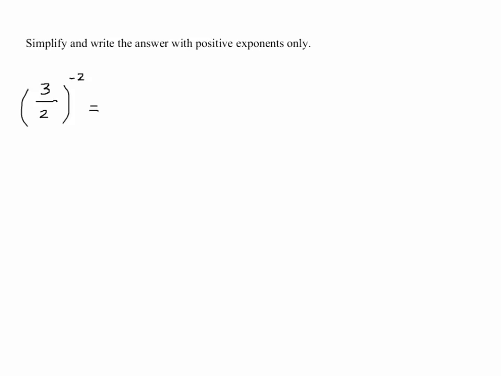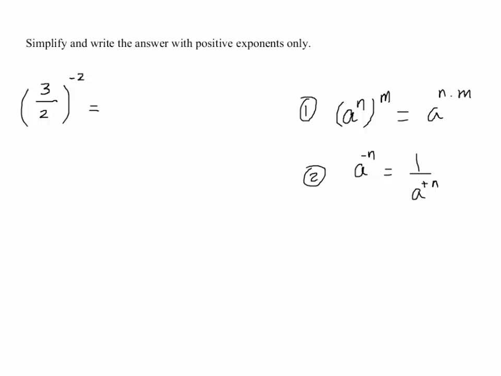Okay. Now let's look at the properties again. I have a to the power of n to the power of m. I can use this. I also have this property. I can make this positive. So if I call this property number 1 and property number 2, which property should I use first? Or do you think we should use first?